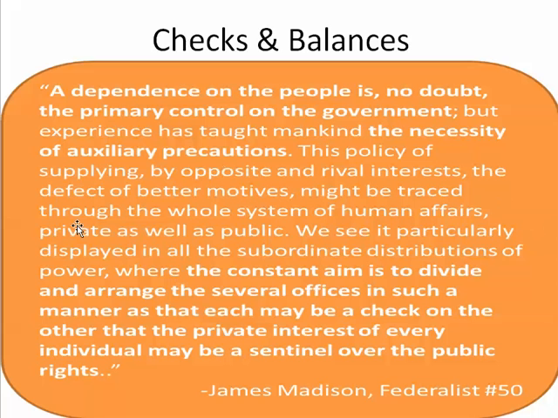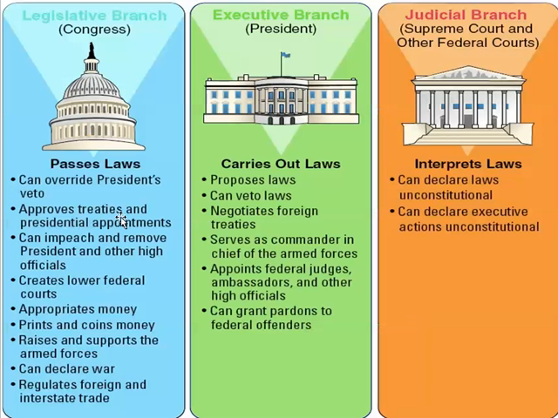How do you divide government up and give it checks and balances? If we look back at this, the Congress or the legislature can override the president's veto. The president can veto a law that's made by Congress, but then Congress can override it. If it becomes law and it's overridden by Congress, then it is the judicial branch that can declare that law unconstitutional. And the judicial branch can declare executive actions unconstitutional.